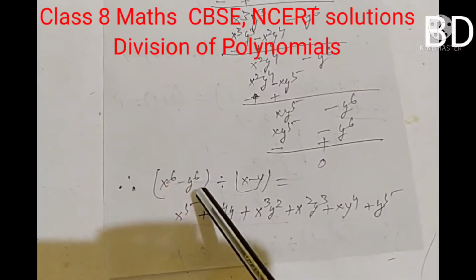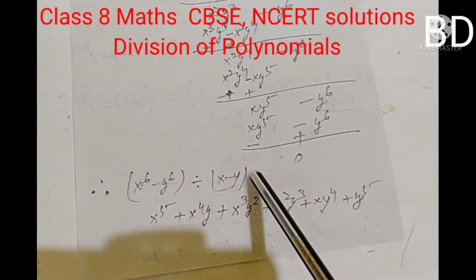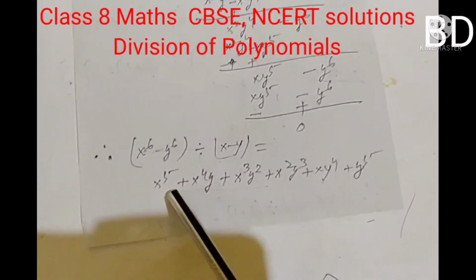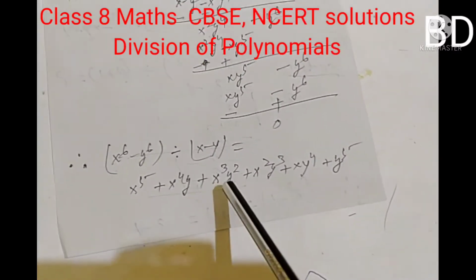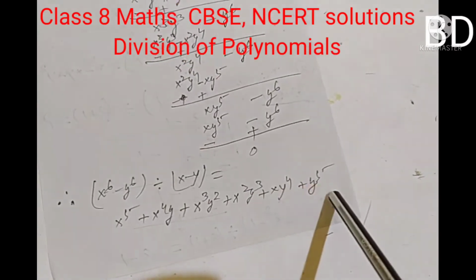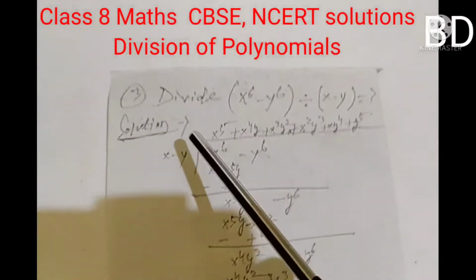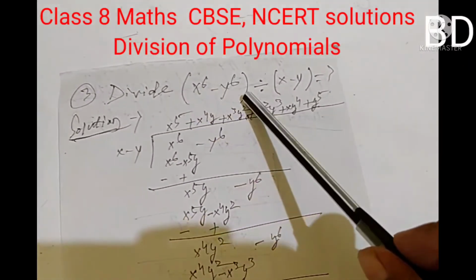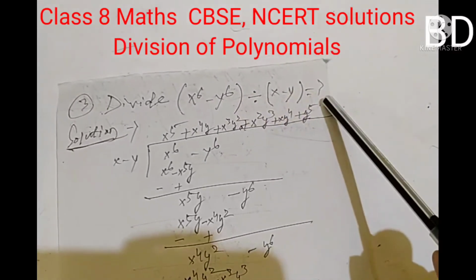So x^6 minus y^6 divided by x minus y is equal to x^5 plus x^4 y plus x cube y square plus x square y cube plus x y^4 plus y^5. In this way we can divide x^6 minus y^6 by x minus y.